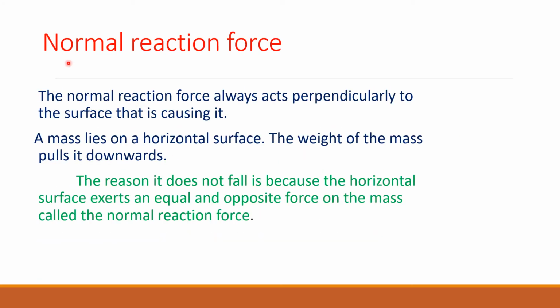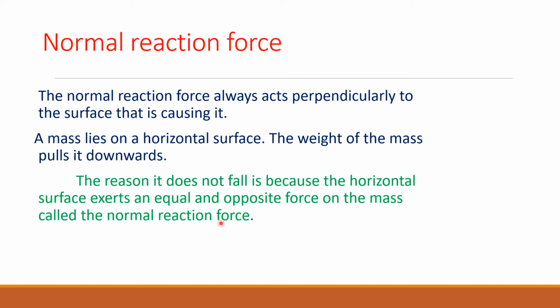We have another type of force that we call normal reaction force. The normal reaction force acts perpendicularly to the surface causing it. If a mass lies on a horizontal surface, the weight of the mass pulls it downwards. But the normal reaction force acts opposite to the weight. The reason why the substance does not fall is because the horizontal surface exerts an equal and opposite force on the mass, and that type of force is what we call the normal reaction force.